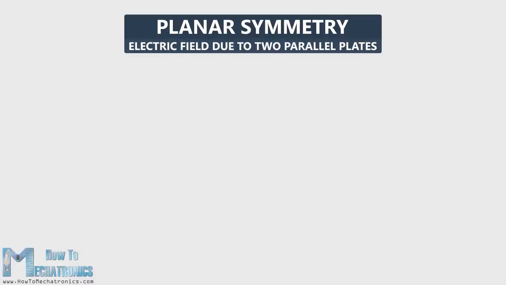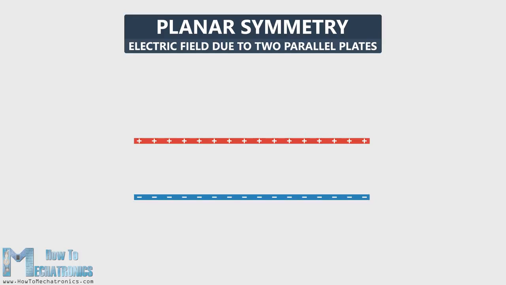Now let's take a look at another more complex situation of two infinitely large parallel plates. The first plate has a surface charge density +σ, and the plate below has a surface charge density −σ. The distance between them is d, so what is the electric field anywhere in the space?